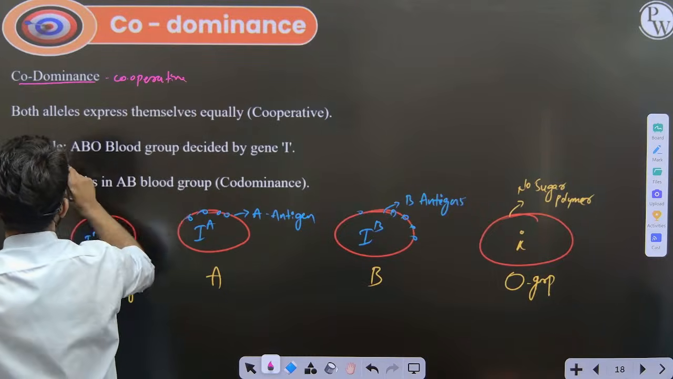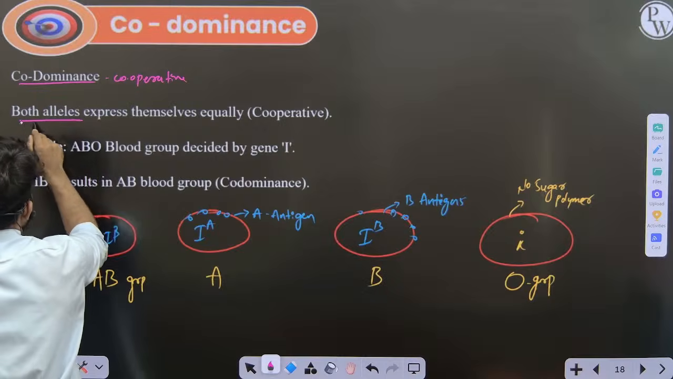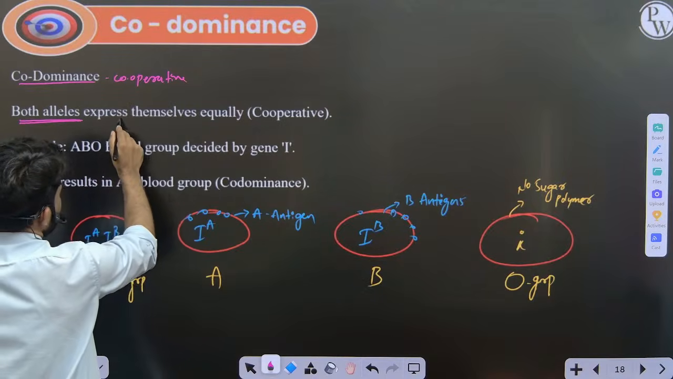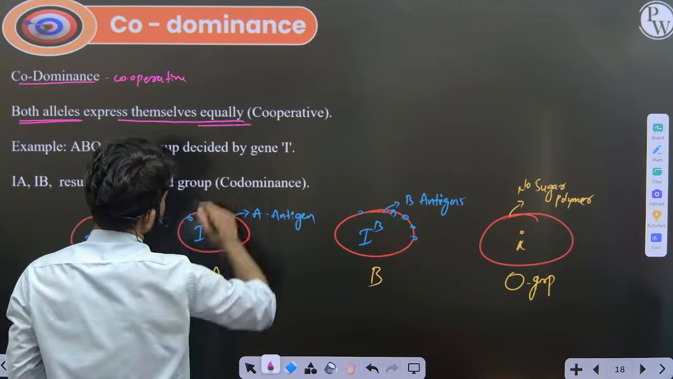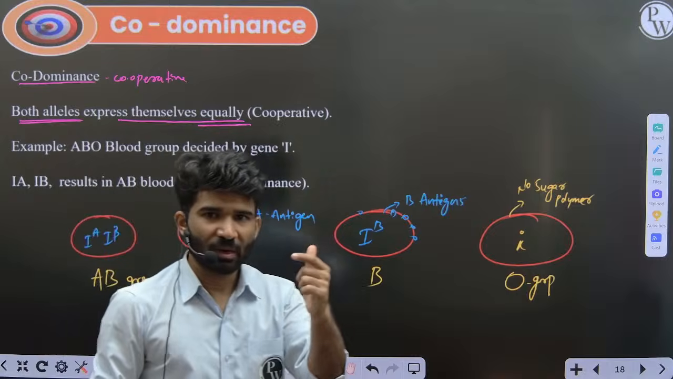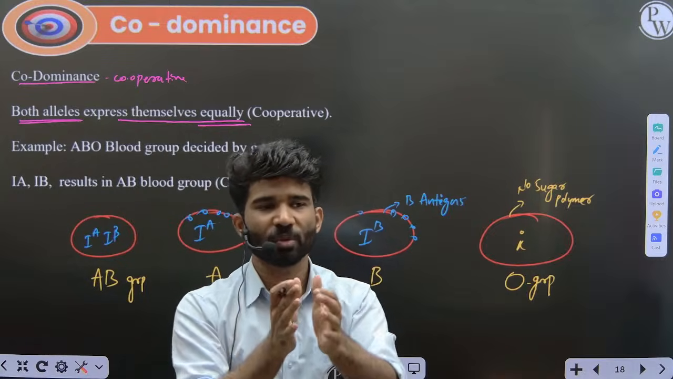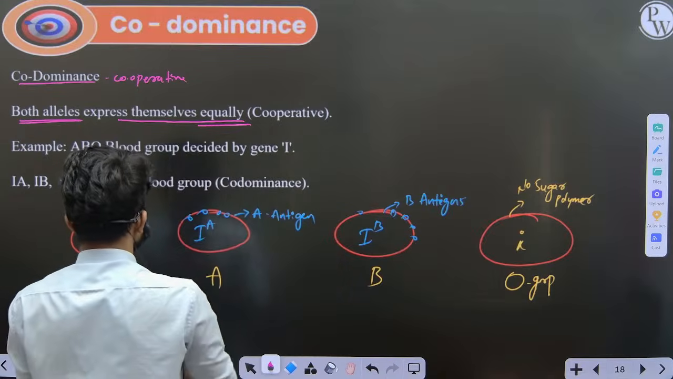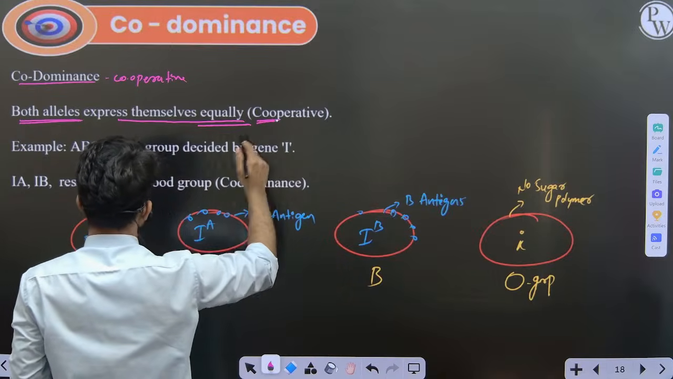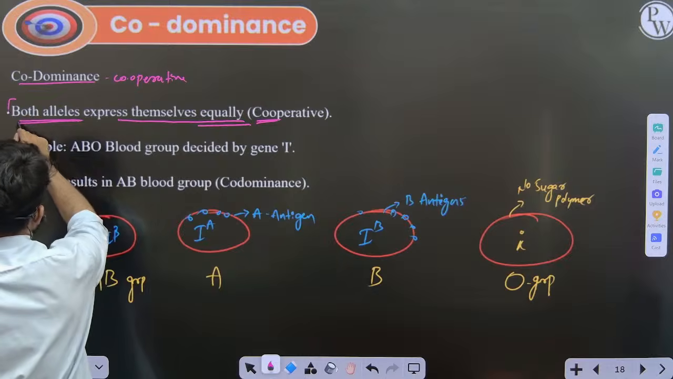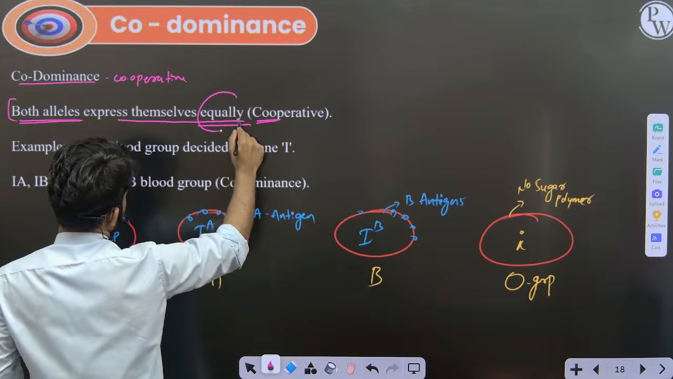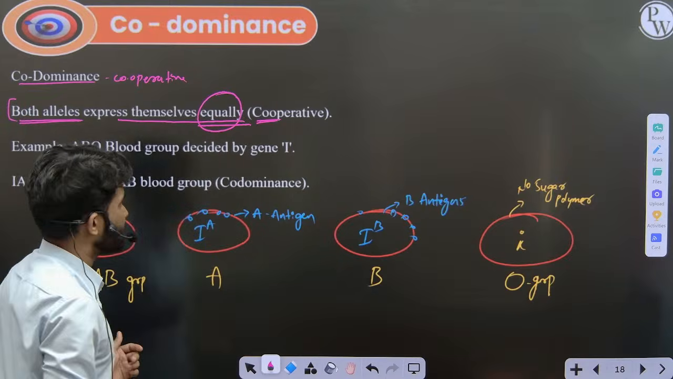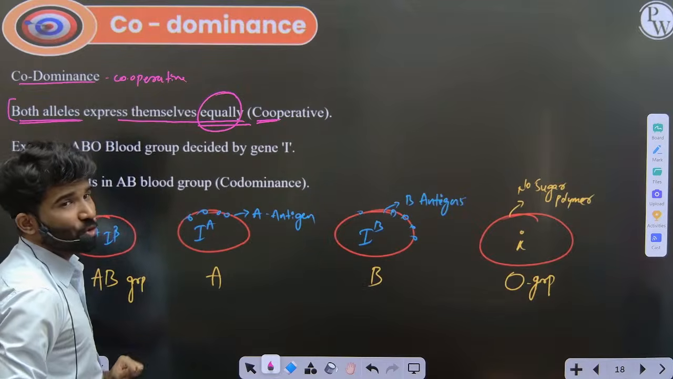What happens in this case? Both the alleles of the gene express themselves equally, where only one is not dominating. Both of them are dominating together. So that is making cooperative dominance, where both the alleles will express themselves in an equal way. So that is what we call codominance.